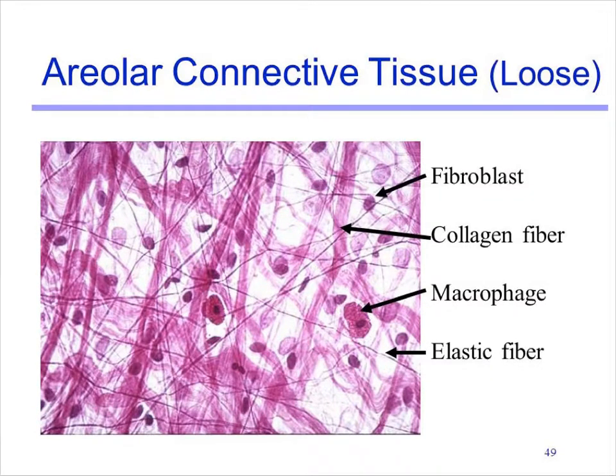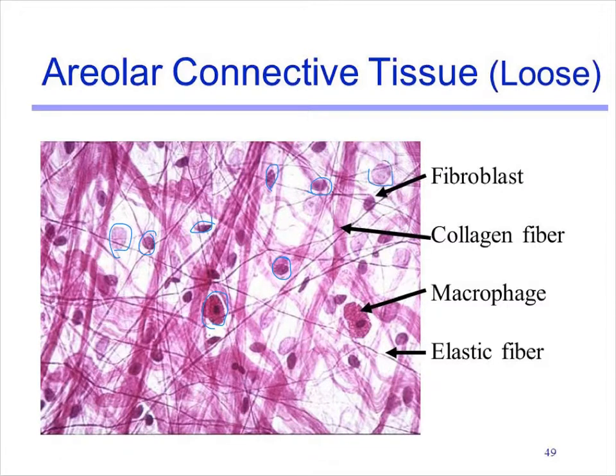All right, into the connective tissues. Areolar connective tissue is a loose connective tissue. You can tell areolar tissue by a medium dense amount of cells. There's a variety of different cells here, but probably the most common is going to be fibroblasts.